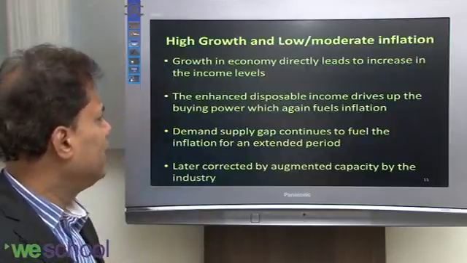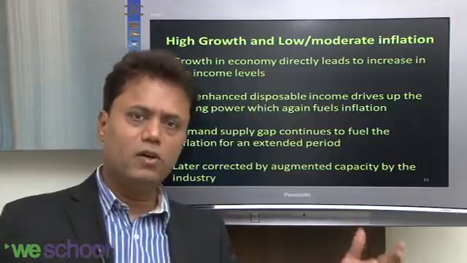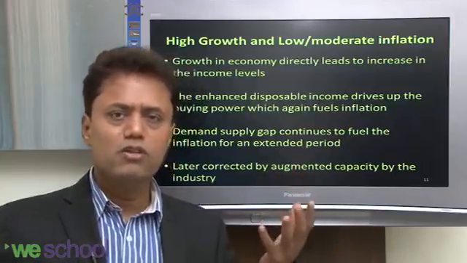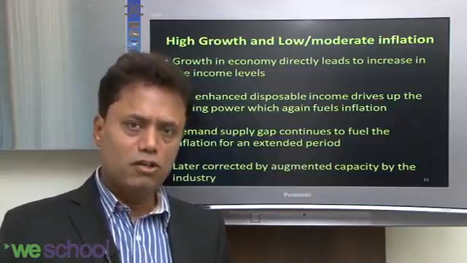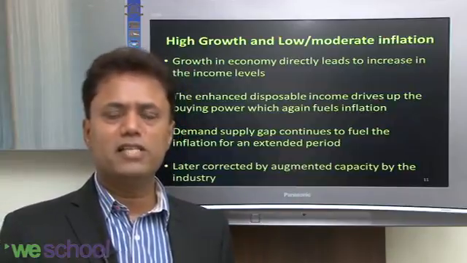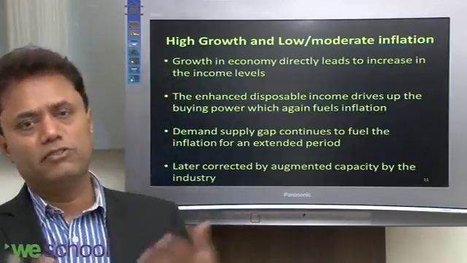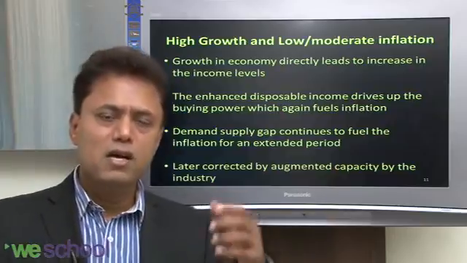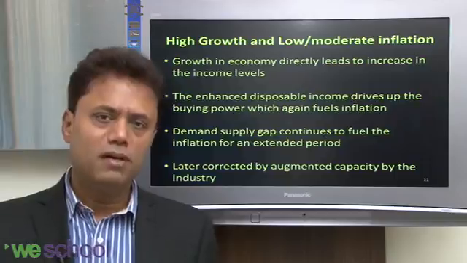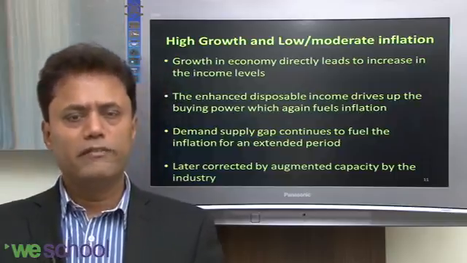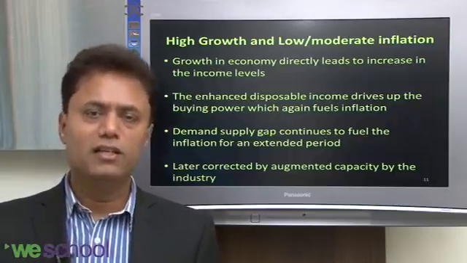Growth in the economy directly leads to an increase in income levels, because when all companies and the economy are growing, you get more salary, the government spends more, and the government has a lot of social sector programs like NREGA and other things. You get salary increments, instead of 2-3%, you'll get 10-12% or 15% or 20%. You have a lot of disposable income. So when you have a lot of disposable income, your purchasing power becomes more. When your purchasing power becomes more, you go and buy more, obviously more than what you need.